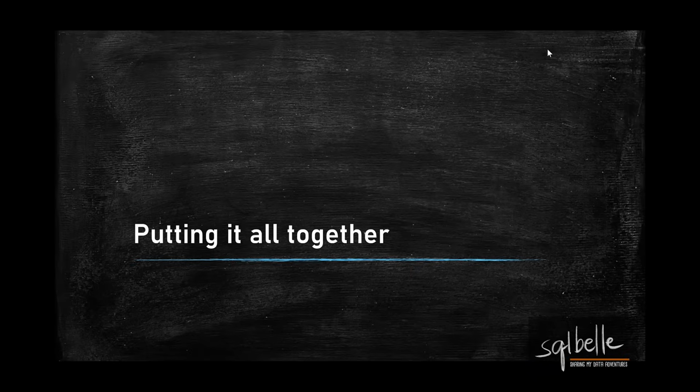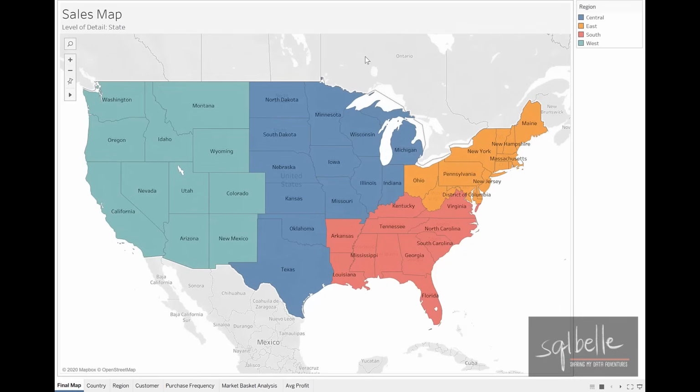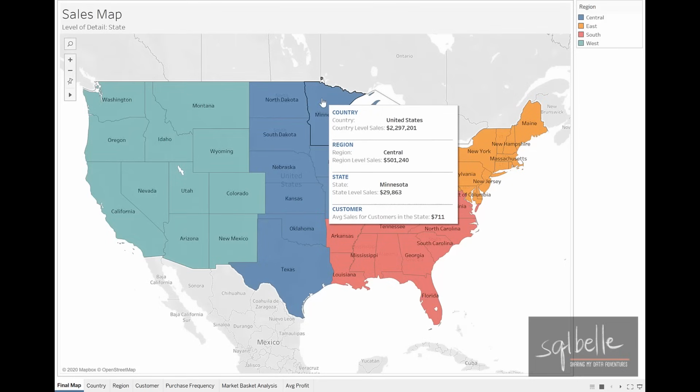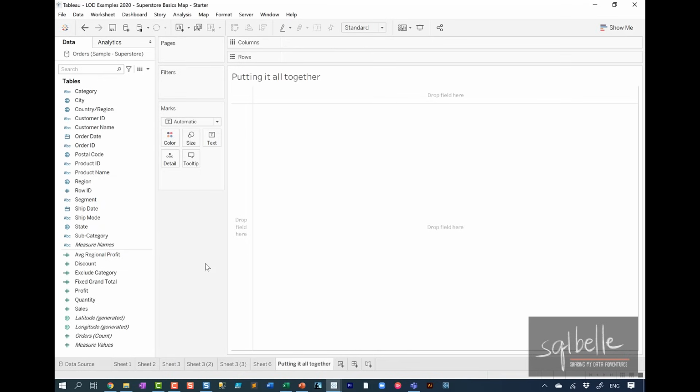So now let's try to put it all together. Let's now try to recreate this view where you have a map at the state level, yet your tooltip shows a country level value, a region level value, a state value, and then a customer level value. So let's start by building our map.